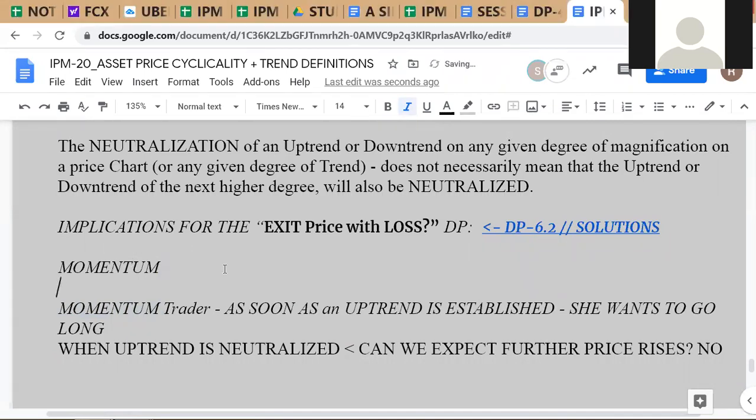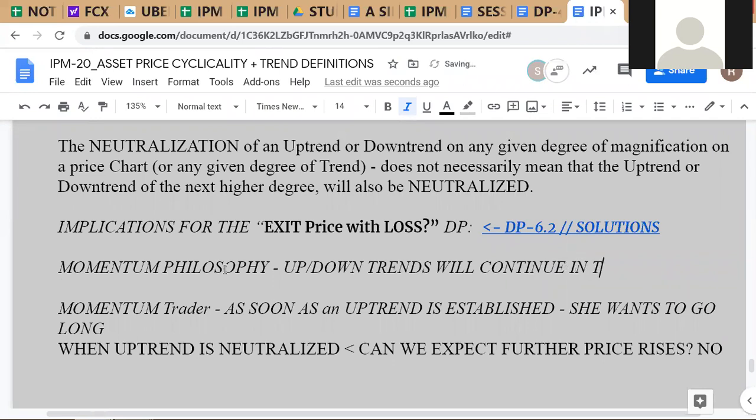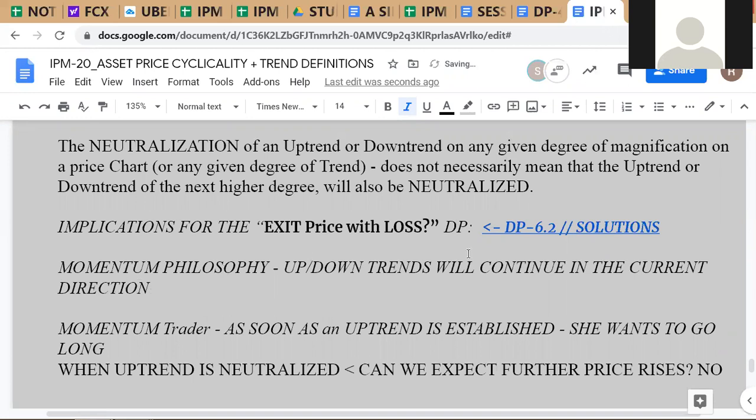So the momentum philosophy, we will just rewrite it. It's there in your notes, but it means that up and down trends will continue. It is almost a tautological statement. Continue to extend in the current direction. Okay, extend means keep on moving forward, keep on becoming longer and longer. Continue to extend in the current direction, until they are neutralized. Okay.